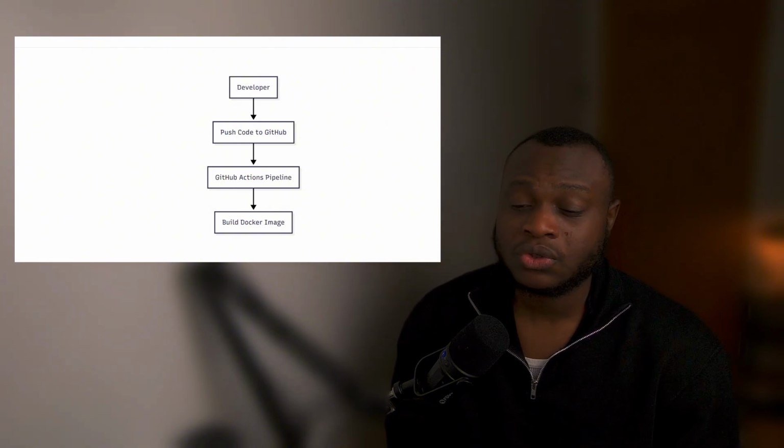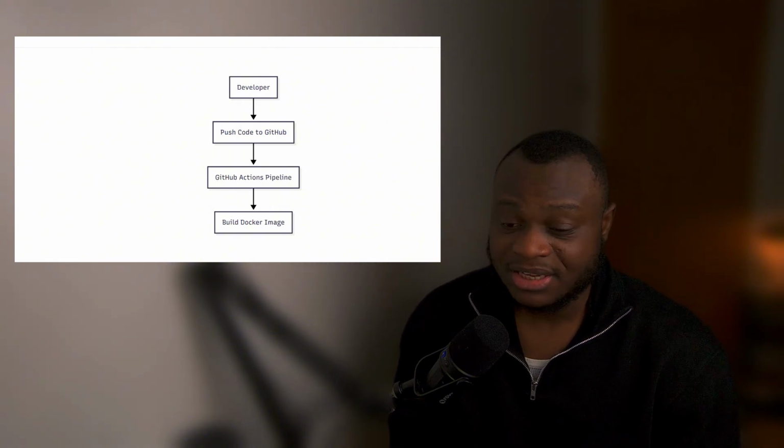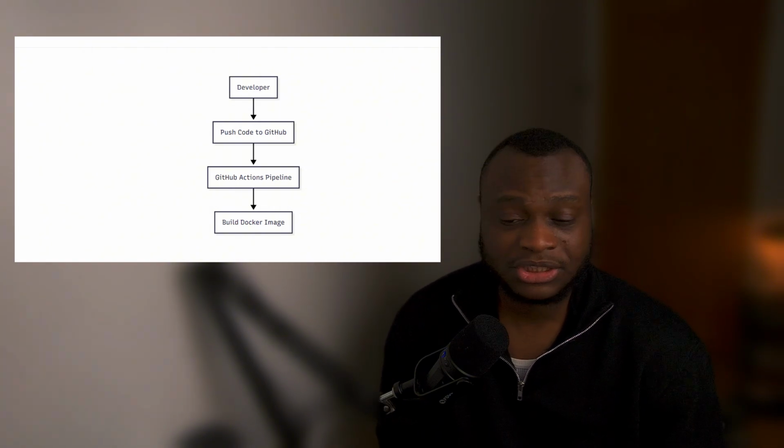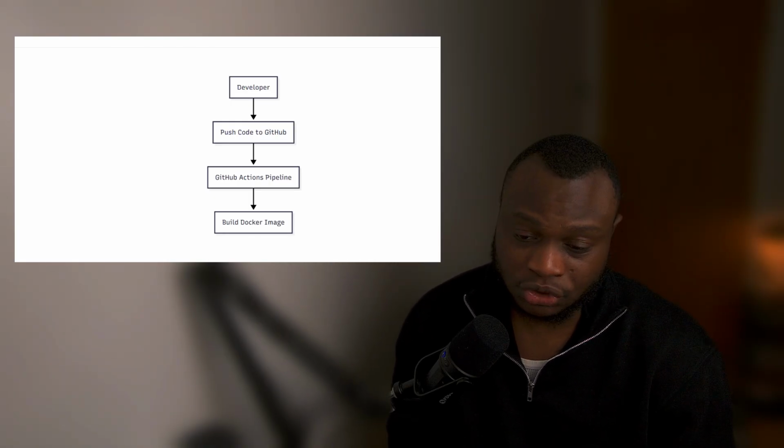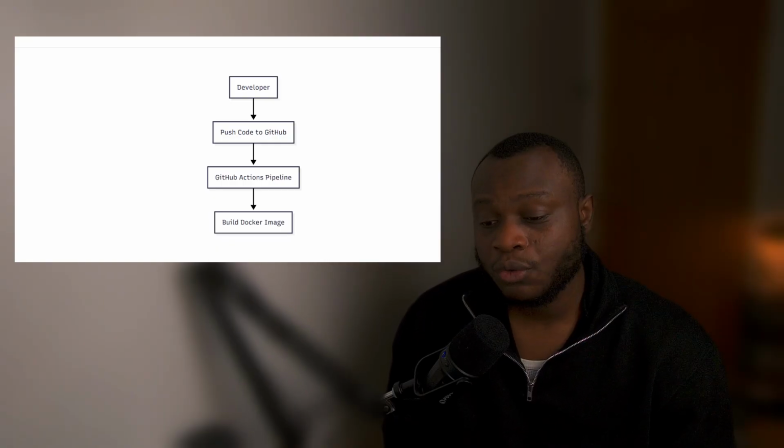The workflow will look like this. A developer pushes code to GitHub. GitHub Actions automatically starts the pipeline. The pipeline checks out the repository and builds the Docker image for our FastAPI application. This is the foundation of most modern DevOps pipelines. Let's start by creating a GitHub Actions workflow that will automate this process.